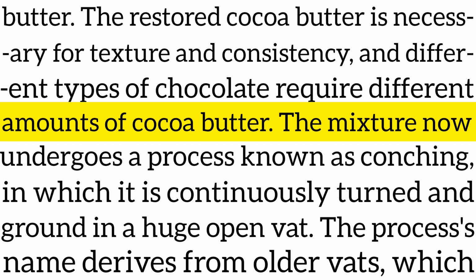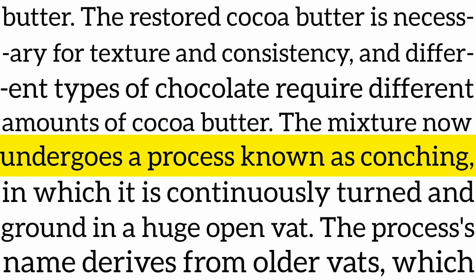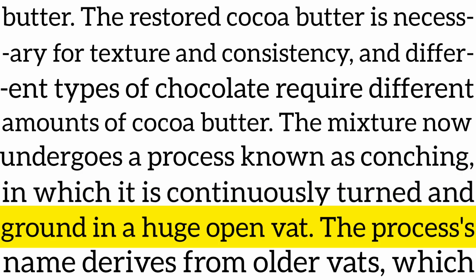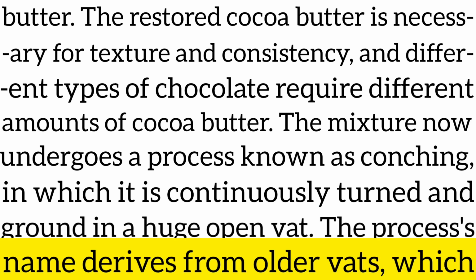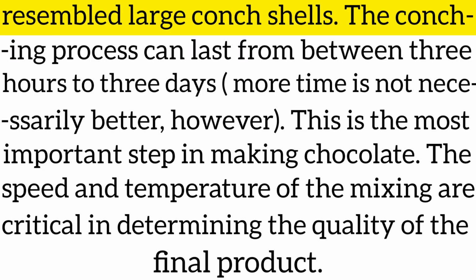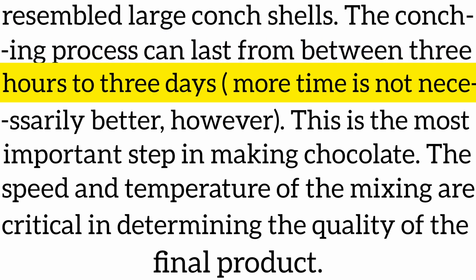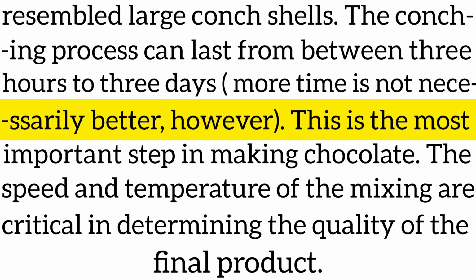The mixture now undergoes a process known as conching, in which it is continuously turned and ground in a huge open vat. The process's name derives from older vats, which resembled large conch shells. The conching process can last from between 3 hours to 3 days. More time is not necessarily better, however.